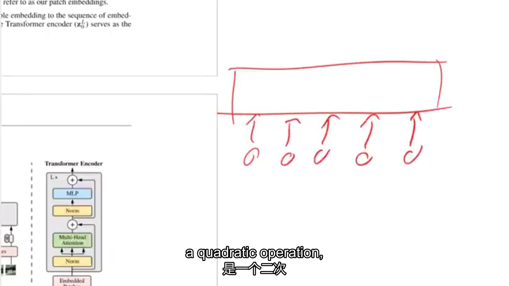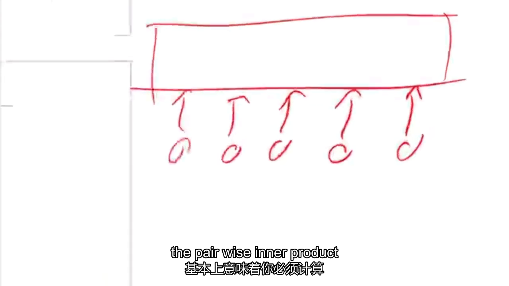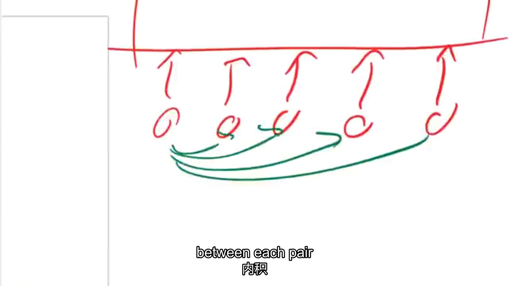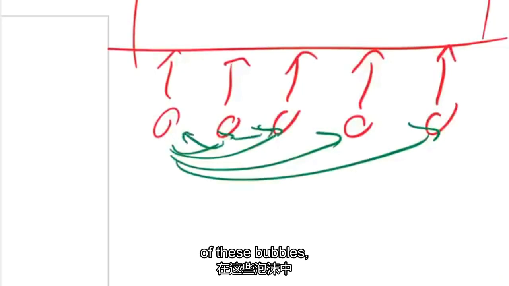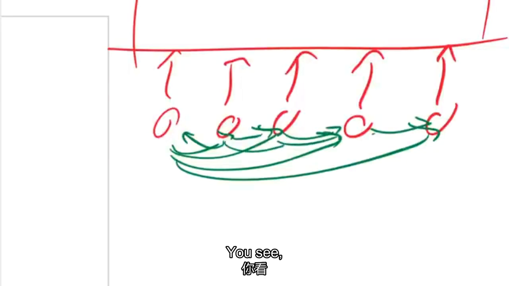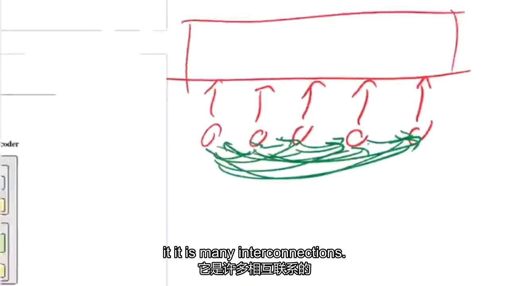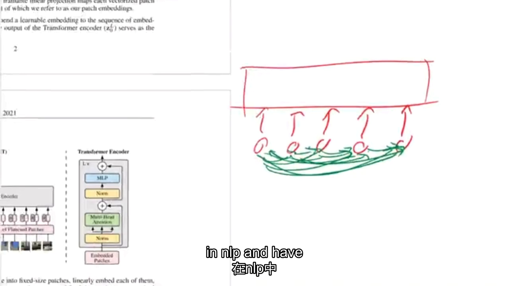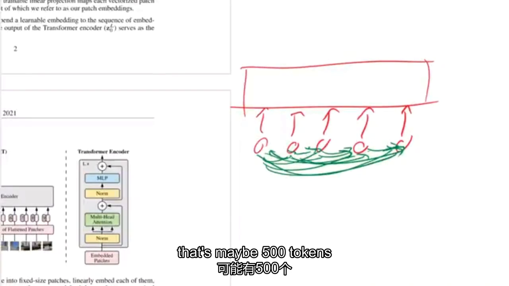And attention is a quadratic operation, which basically means that you have to calculate the pairwise inner product between each pair of these bubbles, which becomes a very, very large task very quickly. You see, I even have trouble drawing. However, this already with 5 is many, many interconnections, and you can imagine that if you are in NLP and have a paragraph that's maybe 500 tokens long, you need 500 squared connections.